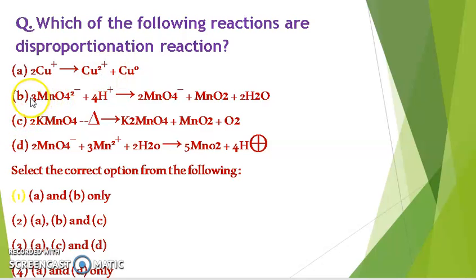See the second reaction here, 3MnO4 2- plus 4H+ gives 2MnO4- plus MnO2 plus 2H2O. If you see here, manganese has a +6 oxidation state, and on the product side it is +7 and +4, right? So A and B are the disproportionation reactions. So the answer is the first option, A and B only. Okay, got it? Let's go to the second question now.